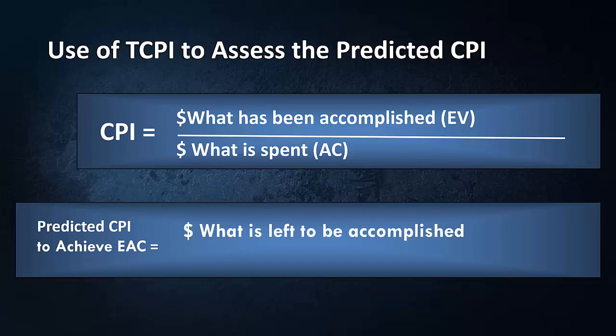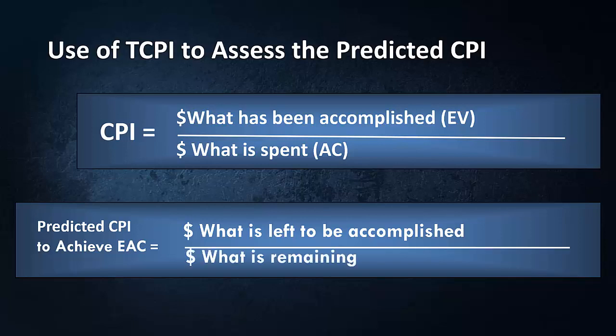That's right. What is left to be accomplished, because we are looking into the future. How about the bottom of that formula? What do you think it would be instead of the actual cost or what is spent? What are we trying to figure out here? Yes, the dollar value of the work that is remaining. So that's going to be our predicted CPI, which is known as TCPI. We are looking into the future. We are looking into what is left to be accomplished over what is remaining.